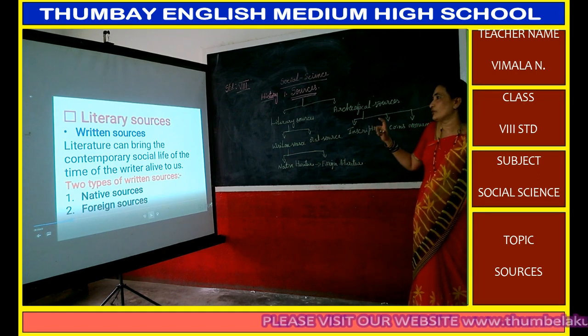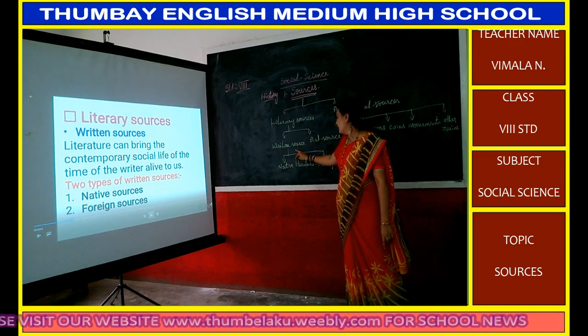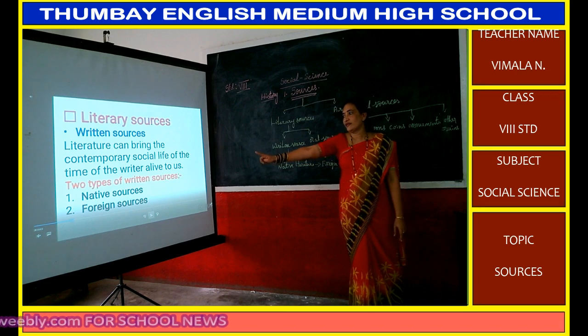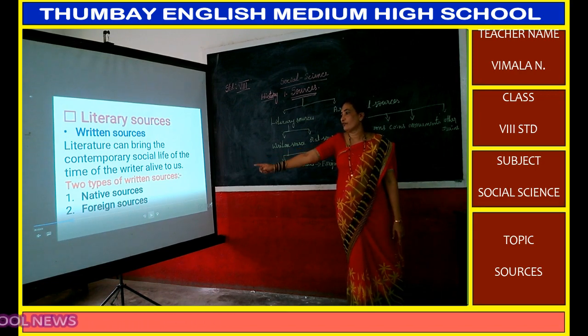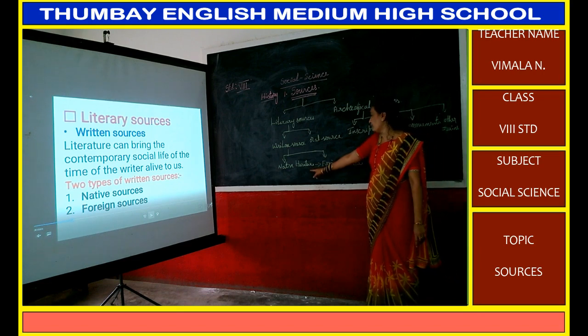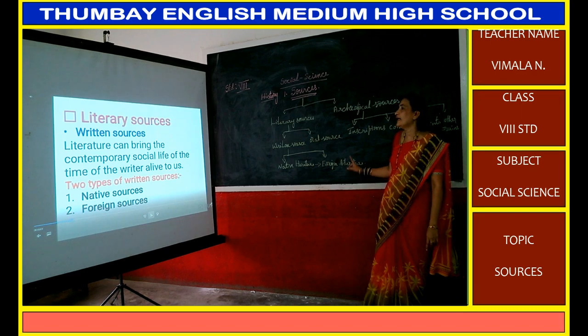Together, native literature and foreign literature come under the written sources. So written sources, how many types are there? Two types. Native literature and foreign literature. Let us learn again what we mean by native literature and what we mean by foreign literature.